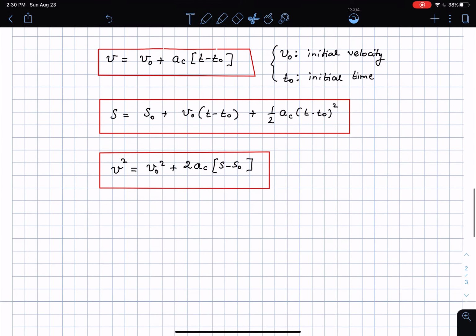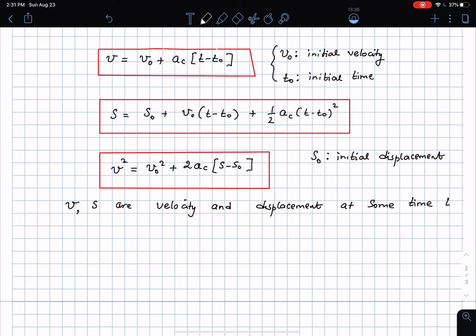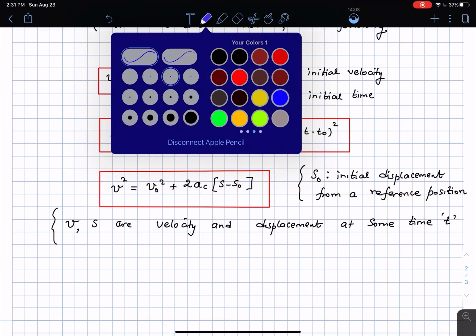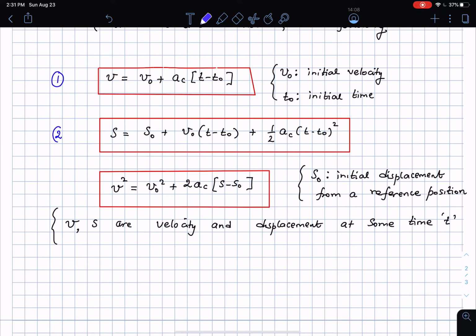V naught is initial velocity, t naught is initial time, and I can also make a note that S naught is initial displacement, and V and S are the velocity and displacement at some time t. You can think of S naught as initial displacement from some other initial position, perhaps from a reference position, if you want to think of it that way. All right, and I'm going to call them equations 1, 2, and 3. So this is equation 1, this is equation 2, and this is equation 3.